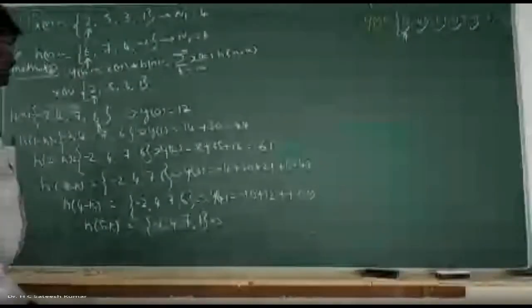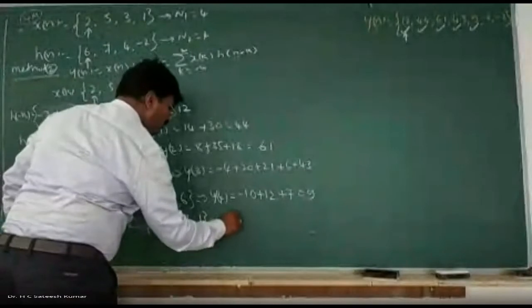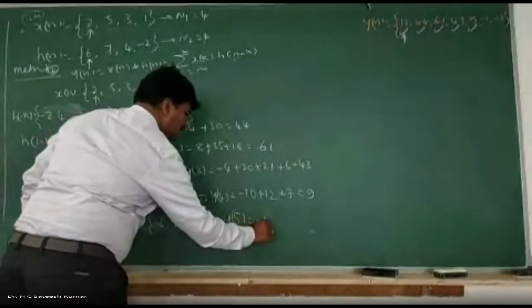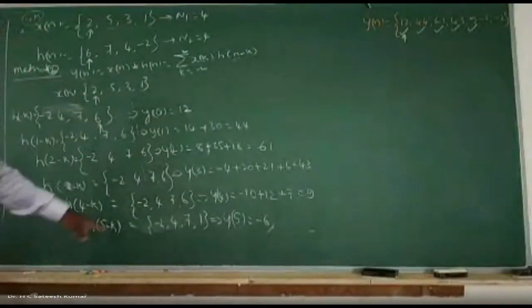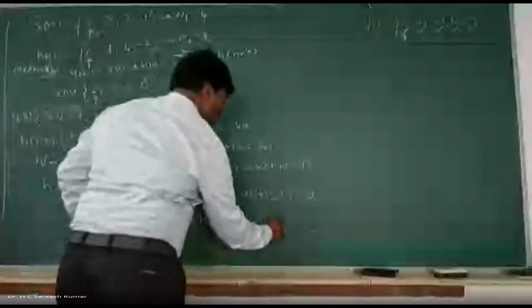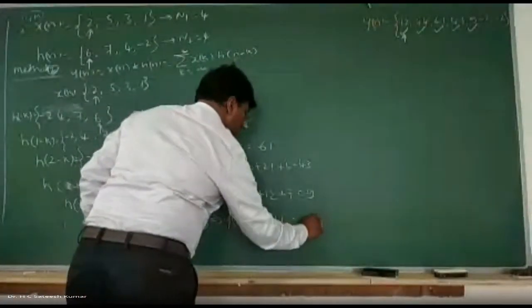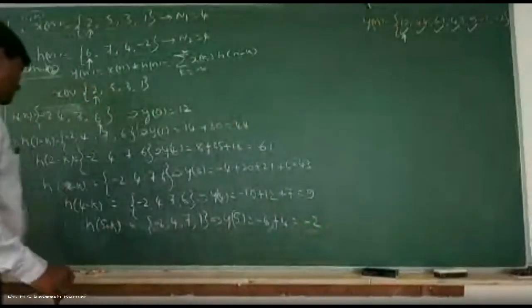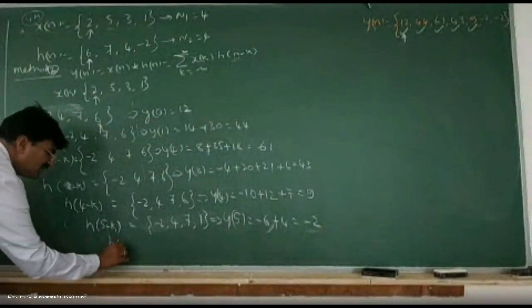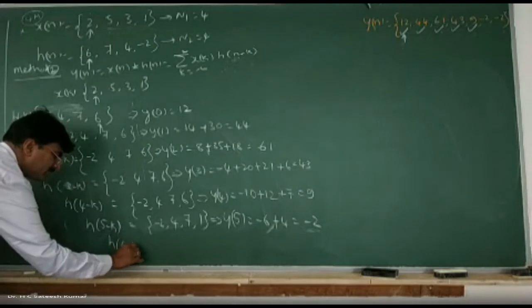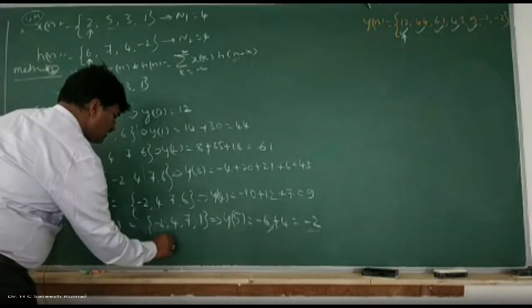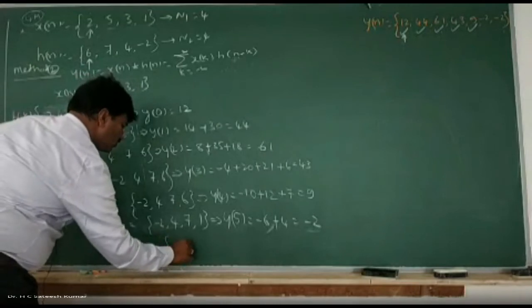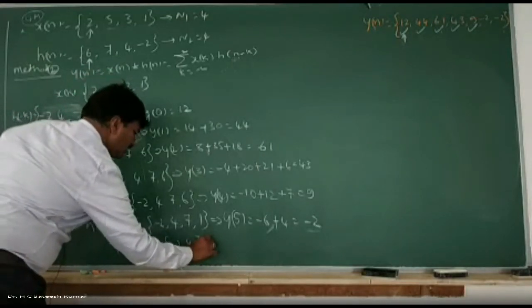Minus 2 into 3 is minus 6. Y of 5, minus 6. And next, 4 into 1 plus 4, which is equal to minus 2. Next one, y of 6 minus k. 6 minus k is how much? Is equal to what? Minus 2, comma 4, comma 7, comma 1.